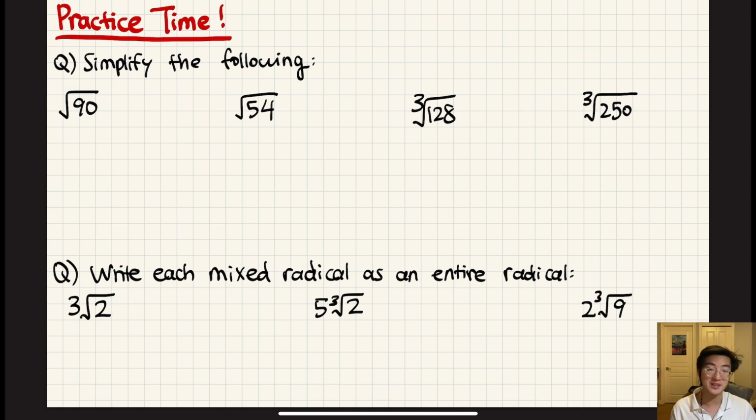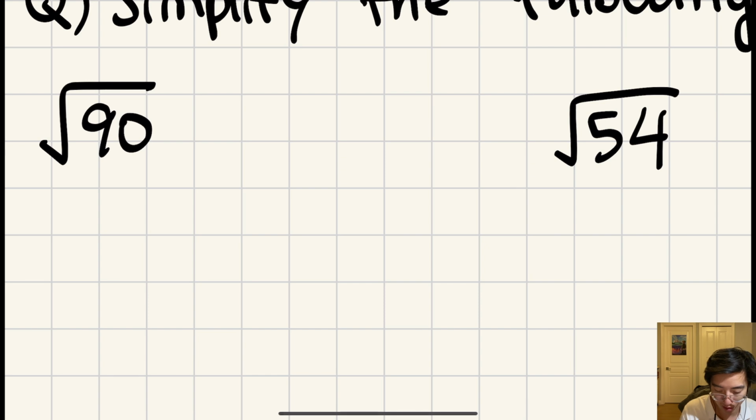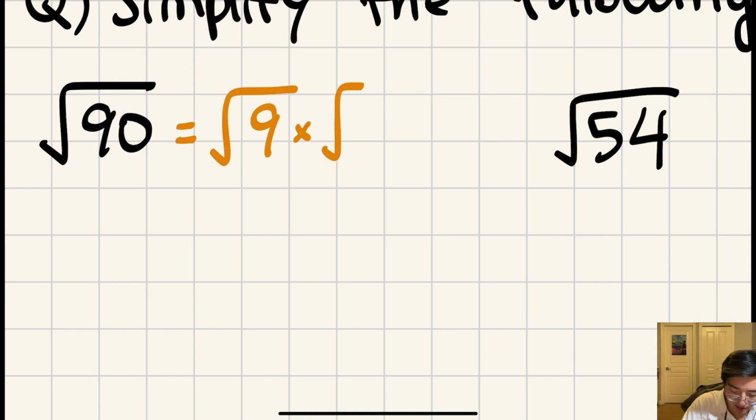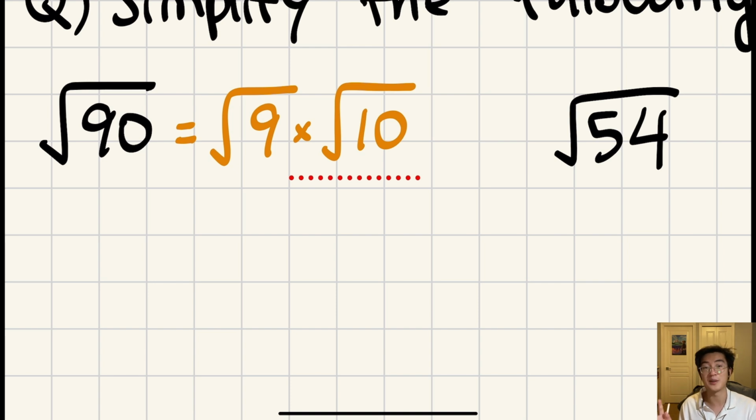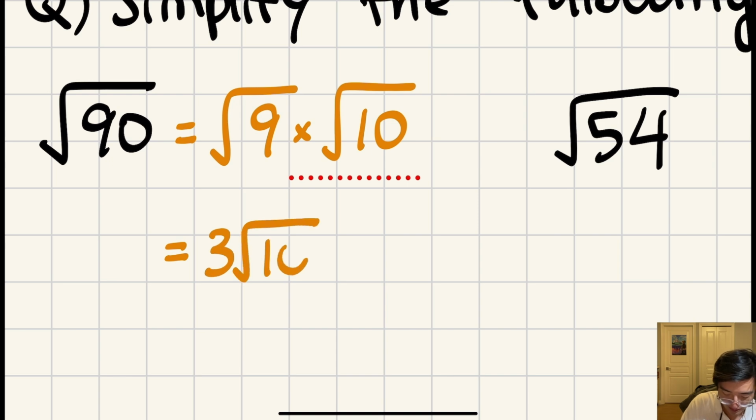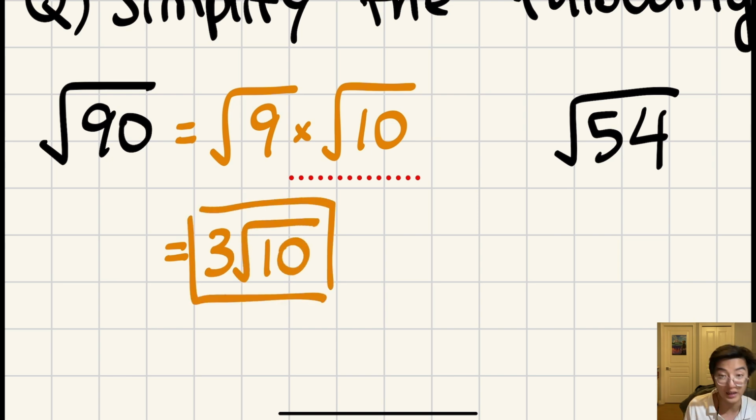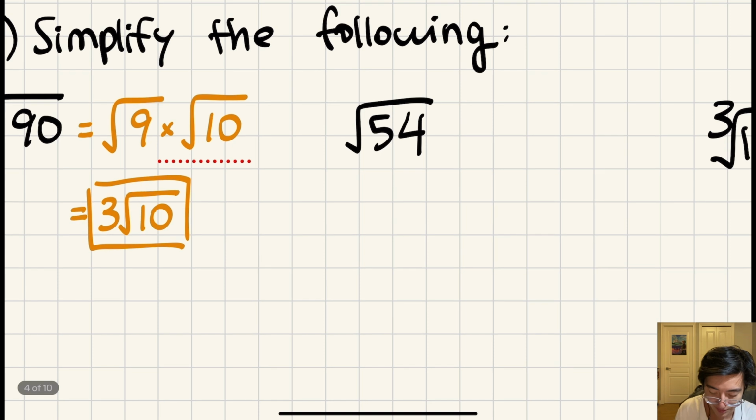Okay, so I hope you had some time to pause the video and do them yourself. So let's see, the square root of 90. We can split the 90 into 9 times 10. Once again, the reason why we do 9 in particular, out of all the factors we could have taken, is because 9 is a perfect square. So with 9 times 10, we have 3 times the square root of 10. And that's that.